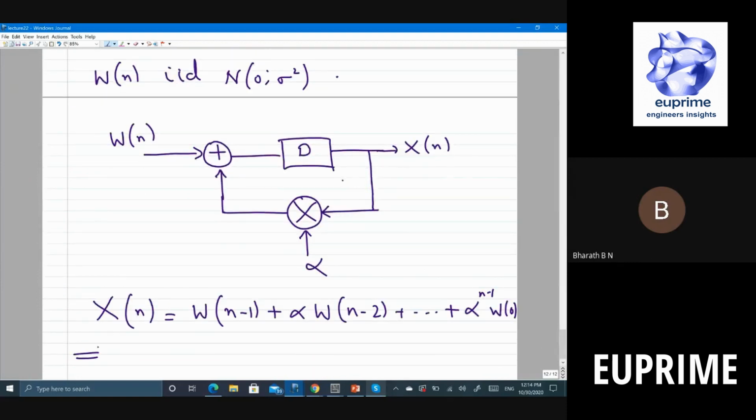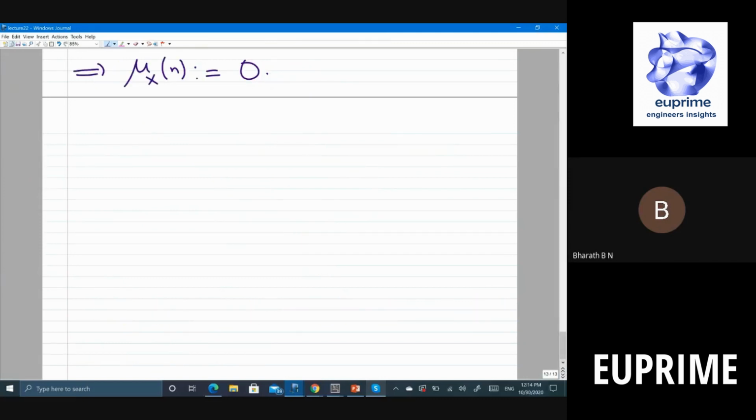So this implies the mean process of x is 0, because it's the sum of Gaussian IID random variables with 0 mean. Okay, what will be the covariance? Let's look at the covariance now. So the expected value of x of n times x of m. So what I will do is, let's look at this. If I just do this, right?